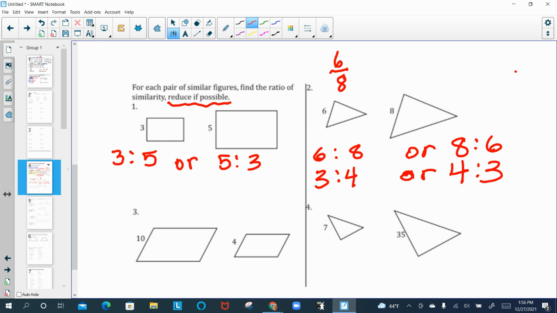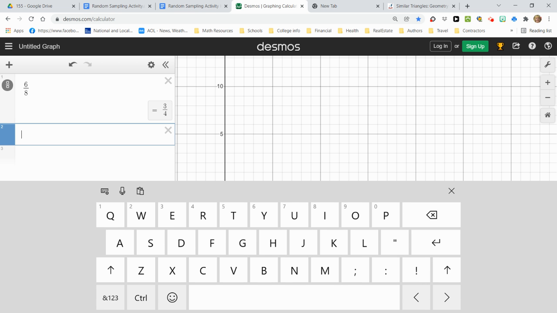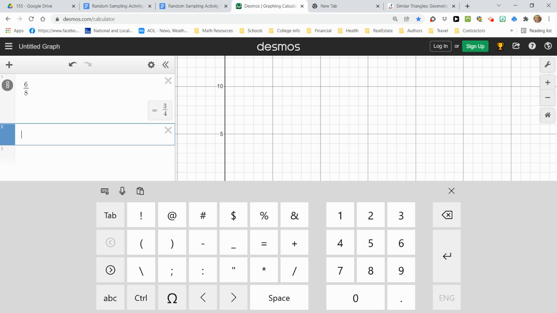Why didn't I simplify number 1? Because I knew number 1 was simplified. When we put 3 to 5, I get 0.6.